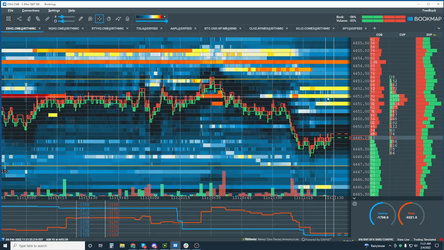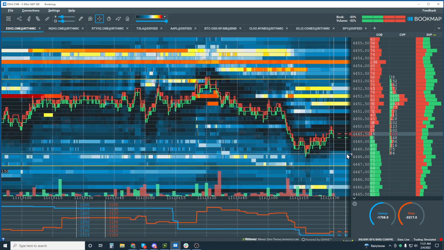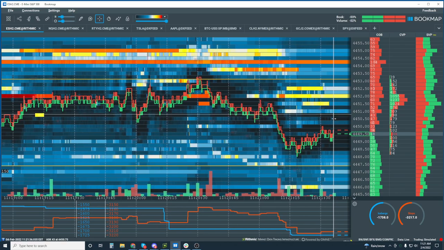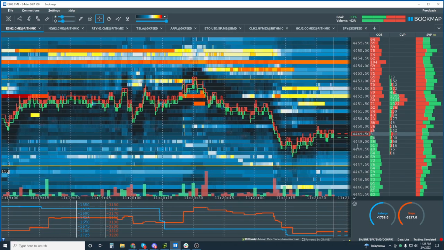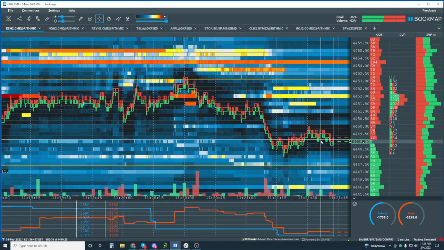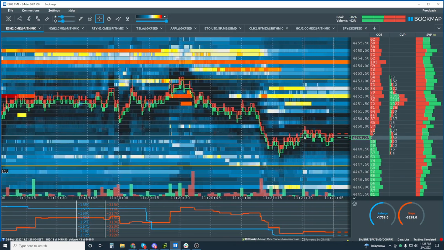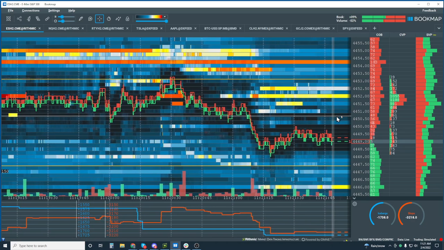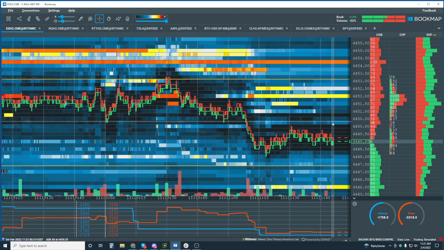Let's look for even a pullback. What about the opposite scenario? Do they come in the order book here, and we get a move back to 51? See how this order book kind of guides price. A lot of times it's very, very balanced, and you're looking for when it's out of balance.